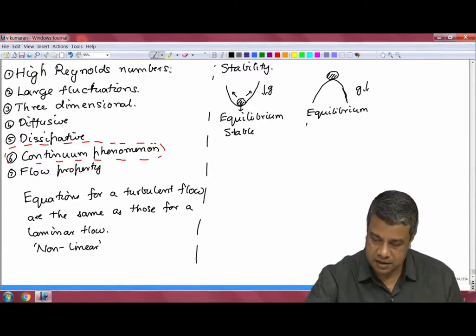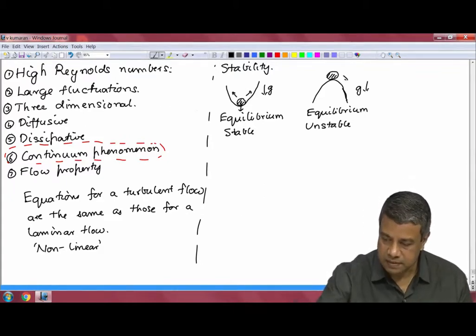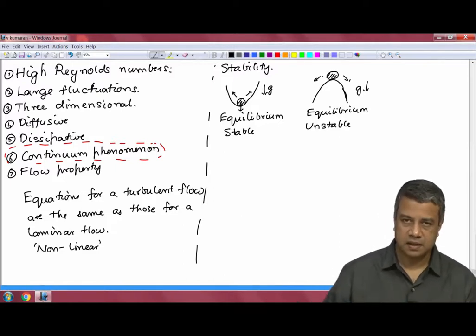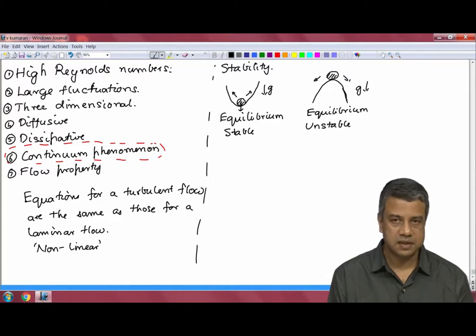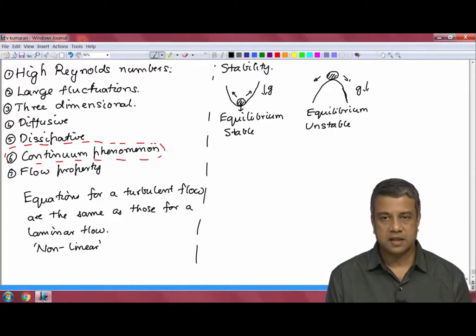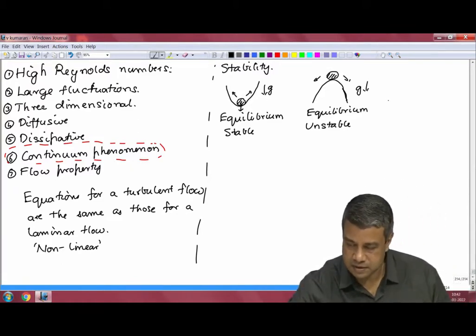Whereas, this is an unstable equilibrium. If I displace it a little bit to the left or the right, it will go to some other state. It will not return to its original state. So, that is the distinction between stable equilibrium and unstable equilibrium for a simple one dimensional system. And you have another state which is called a neutral equilibrium.